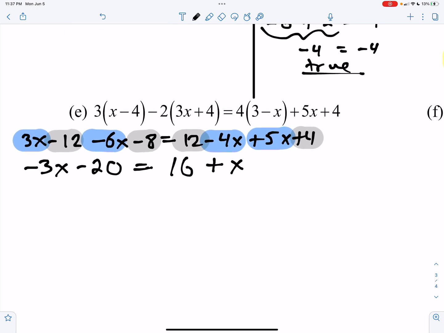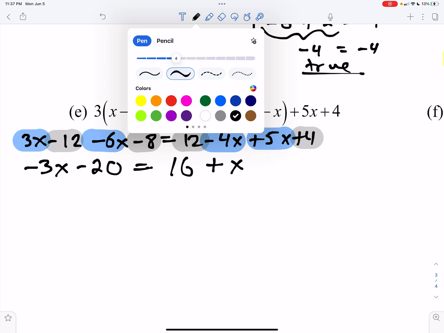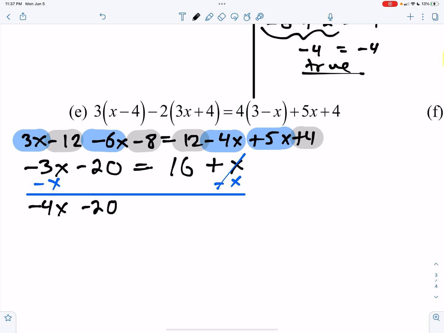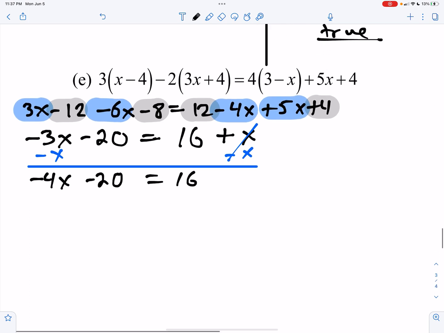Okay, so here's how this one is going to look. We're going to go ahead and bring your x terms together. It doesn't matter how you do it. I could bring the negative 3 over with the x or the x over with the negative 3. It honestly doesn't matter. Okay, I'm going to go ahead and subtract the x over to this. Negative 3x minus 1 more x is negative 4x minus 20 equals 16.